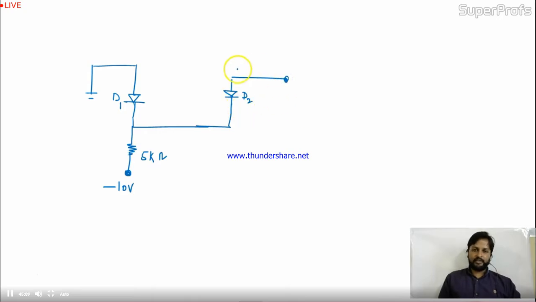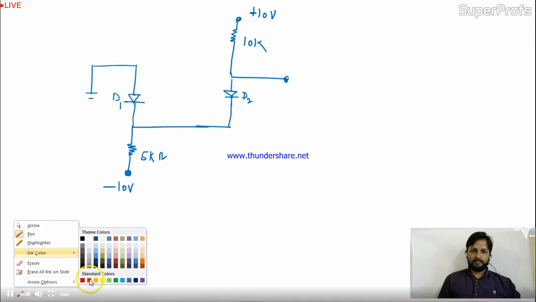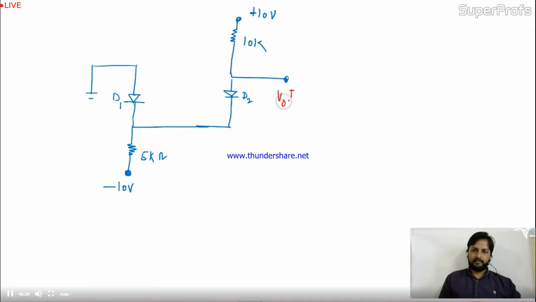Across this D2 I'm taking output V0, and here it's connected to the 10k resistor and the battery plus 10 volt. They are connected to each other, and here I'm taking V0. V0 is the output across D2. And the current in D1 is given like this. Both diodes are ideal, and the question is to find V0 and I.